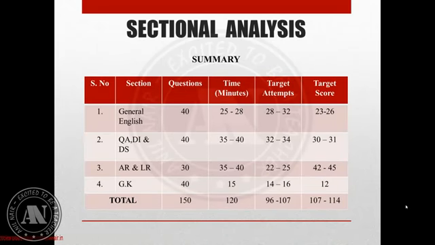This is the expected time as well as the target attempts of a serious SNAP taker. As I told you before, any score from 107 to 114 is considered to be a very, very good score, and you have very good chances of getting a call from SIBM Pune. The target score according to Anil Nair Classes in General English is 23 to 26, QA, DI and DS 30 to 31, Analytical Reasoning 40 to 45, GK 12.